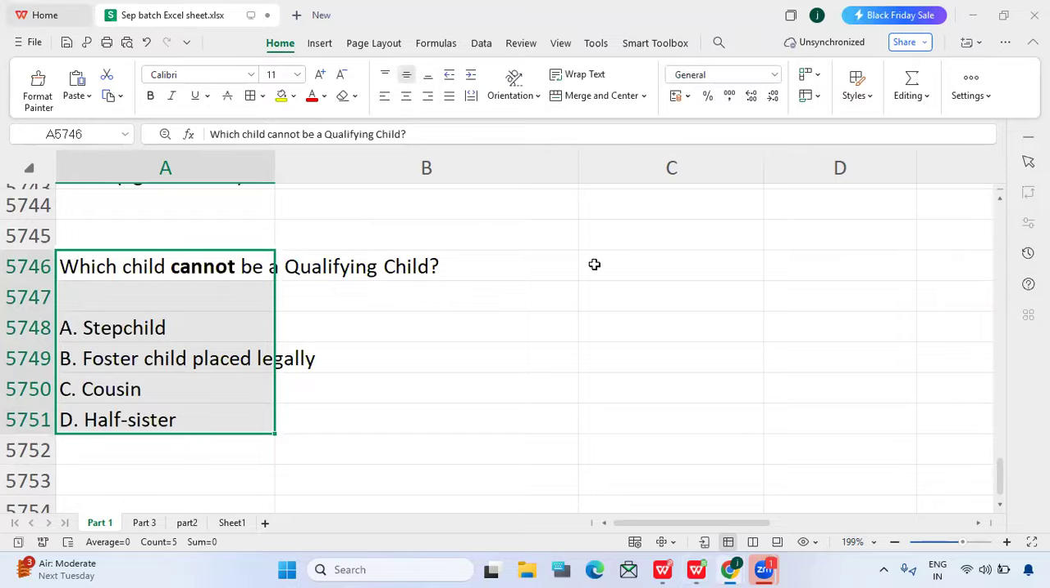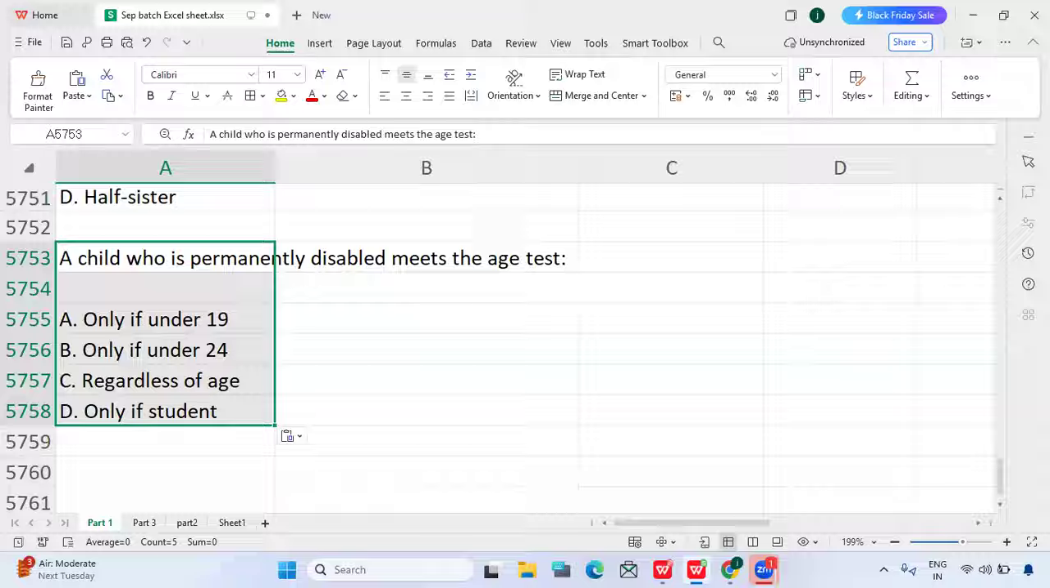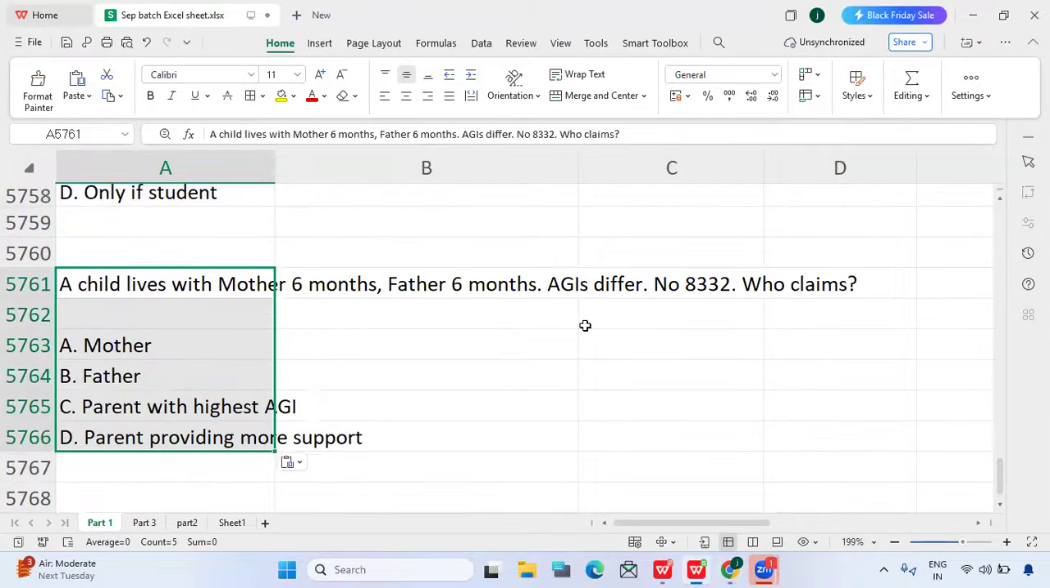Answer? Cousin. And children is C: permanently disabled meets the age test, regardless of age. Children lived with her mother 6 months, father 6 months, age is a difference. So no, 83-32.